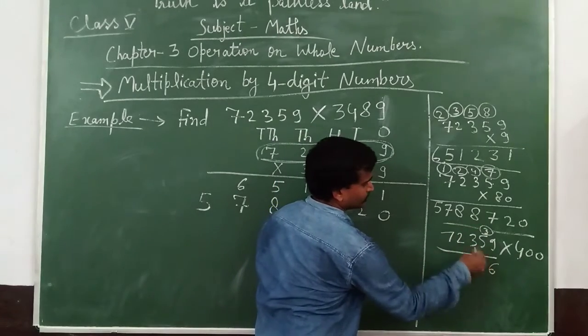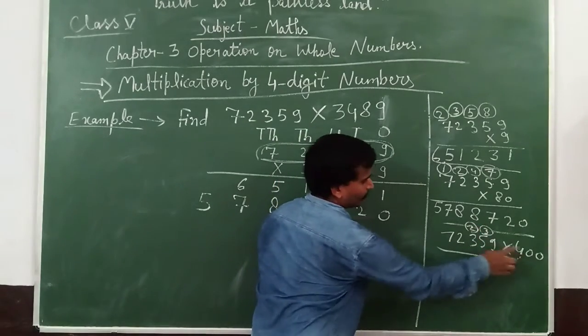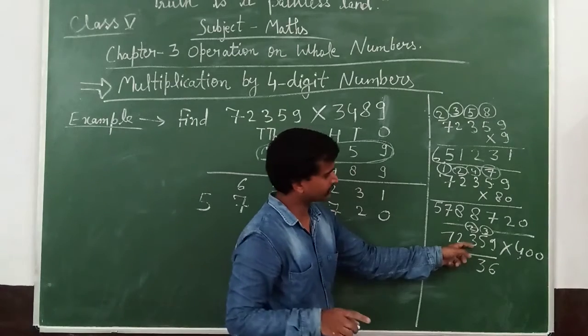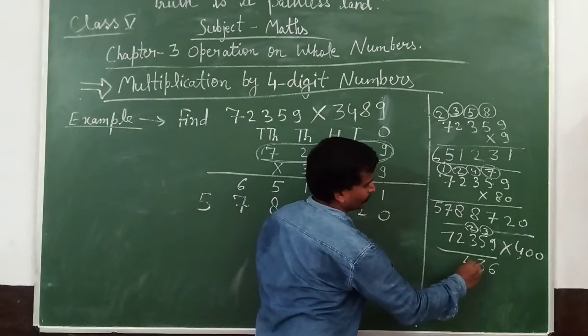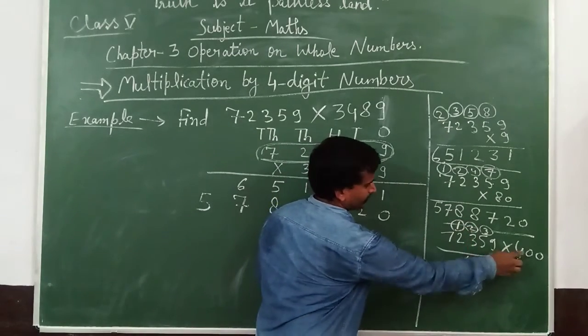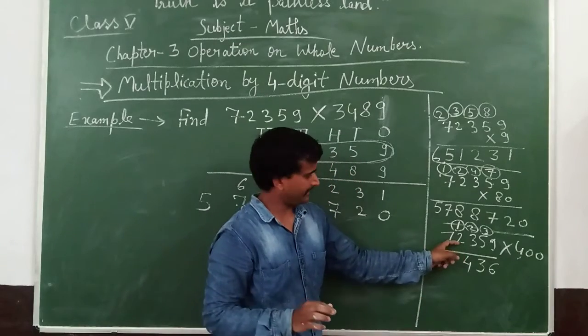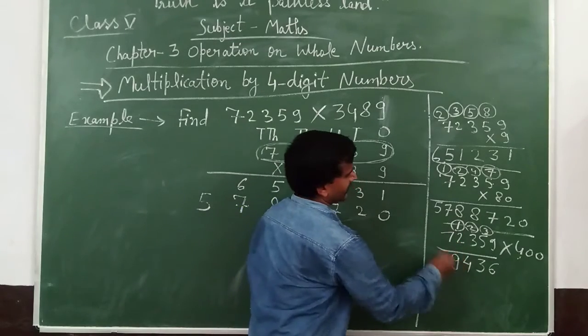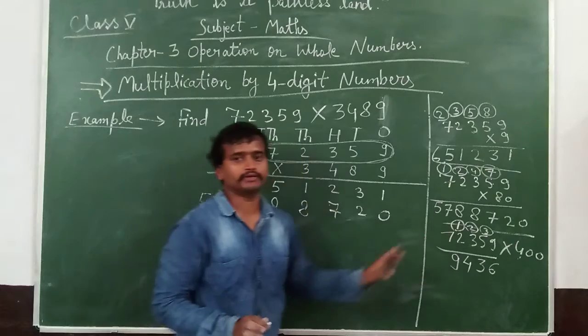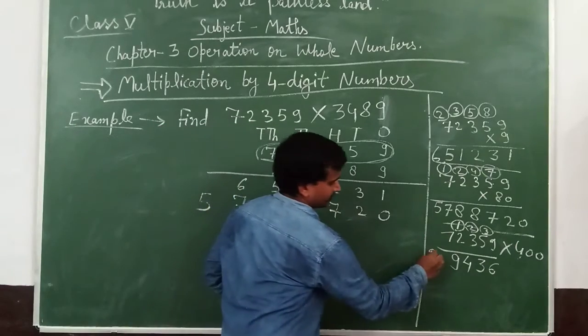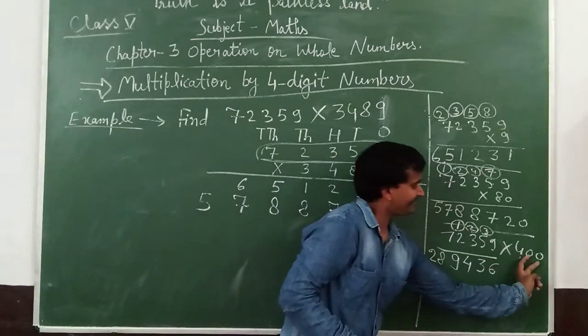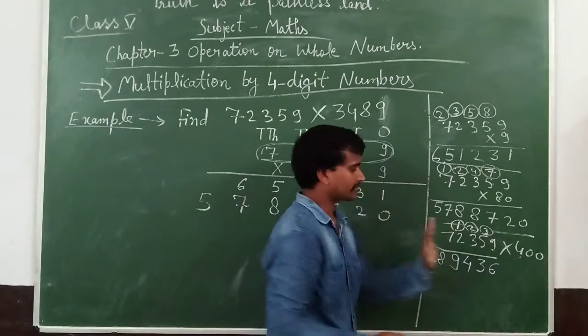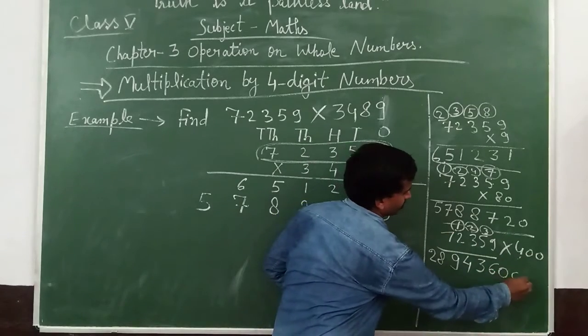Write down 3. 2 carry. 4 into 3, 12. 12 plus 2, 14. Write down 4. 1 carry. 4 into 2, 4 2s are 8. 8 plus 1, 9. And 4 multiplied by 7, 4 7s are 28. And put these 2 zeros on the right side of the product.